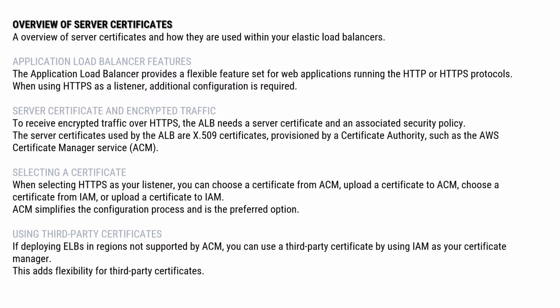The server certificates used by the ALB are X.509 certificates provisioned by a certificate authority, such as the AWS Certificate Manager service. When selecting HTTPS as your listener, you can choose a certificate from ACM, upload a certificate to ACM, choose a certificate from IAM, or upload a certificate to IAM. ACM simplifies the configuration process and is the preferred option. If deploying ELBs in regions not supported by ACM, you can use a third-party certificate by using IAM as your certificate manager. This adds flexibility for third-party certificates.